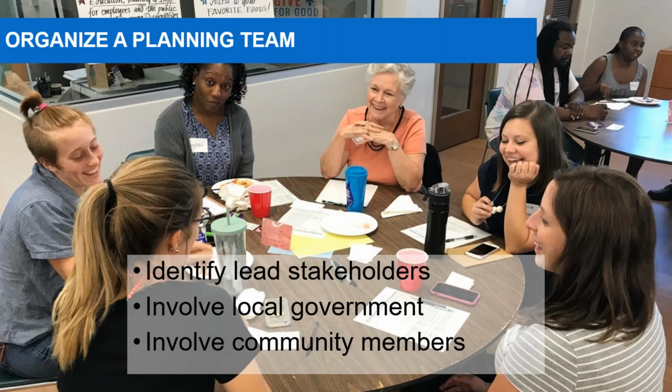So the first step is that we organize a planning team. And there, it's really critical that we identify lead stakeholders who are going to not just do the bulk of the work, but also be the champions for the product when it's completed. So we spend a lot of time in making sure that we are working with the right people in the community. We work often with local governments or with nonprofit organizations, but we really want to make sure that if we're working with a nonprofit organization, that the local government is involved.